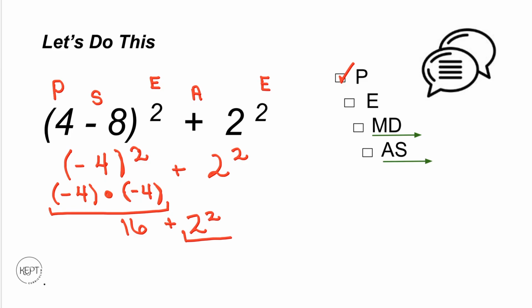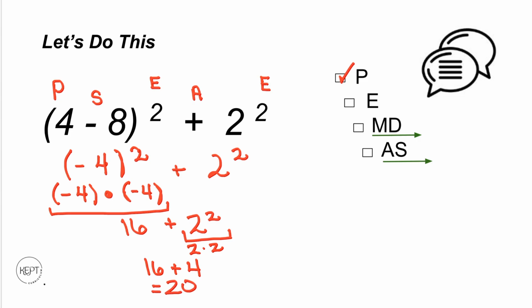The next thing we're going to do is take care of our second set of exponents, which 2 squared we know means 2 times 2, and that gives us a value of 4. So remember, bring everything else down once you get your answer. 16 plus 4 now is 20. So our final answer for this problem is 20.